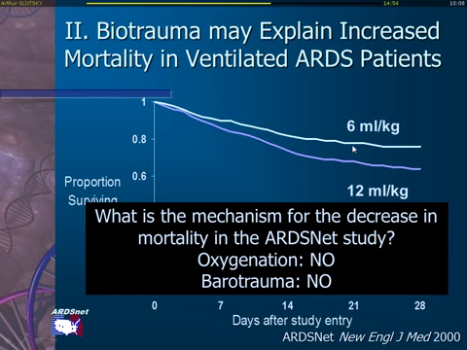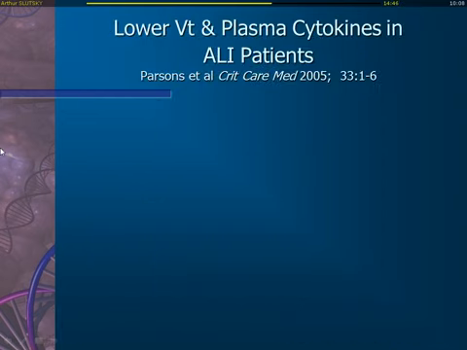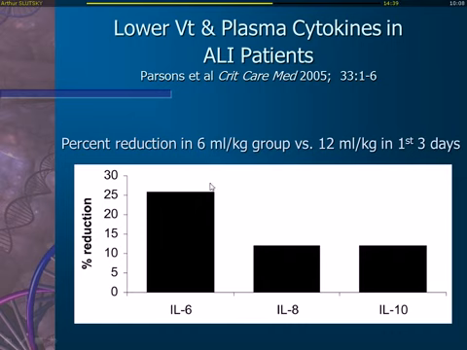It wasn't related to barotrauma. There was a 1% difference in barotrauma. That wasn't it. And what the investigators suggested was maybe this is due to essentially biotrauma. And a few years later, they published a paper, Polly Parsons was the first author, in which they looked at the reduction in various cytokines in the 6 ml per kilo group versus the 12 ml per kilo group in the first 3 days. And you can see here's the percent reduction in IL-6, IL-8, IL-10. These are statistically significant. Not huge differences, but it doesn't tell you that some patients had big differences, others none. So they suggested that this might be the mechanism for the decreased mortality.